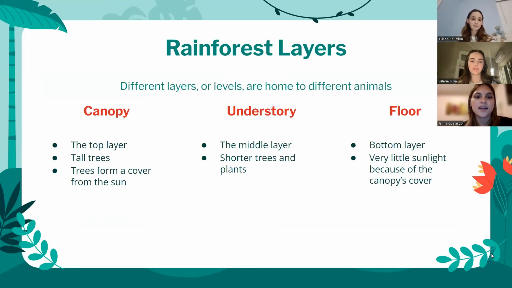Rainforest layers. Different layers or levels are home to different animals. The canopy is the top layer with tall trees, and the trees form a cover from the sun. The understory is the middle layer, which has shorter trees and plants, and the floor is the bottom layer, which gets very little sunlight because of the canopy's cover.